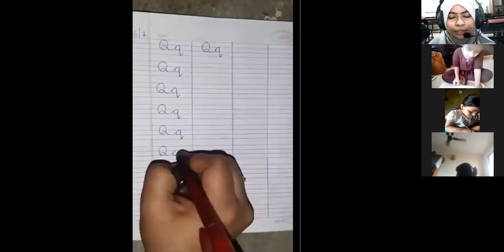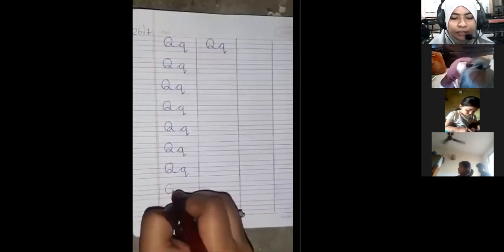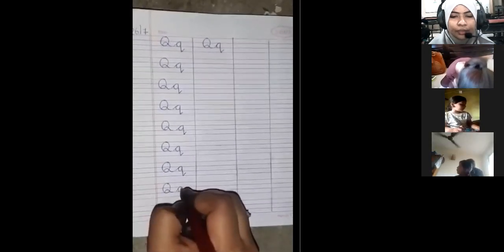Capital cursive Q, small cursive Q. Capital cursive Q, small cursive Q. Okay, completed the first line, first column. Yes, Surya Aisha, where is your notebook?